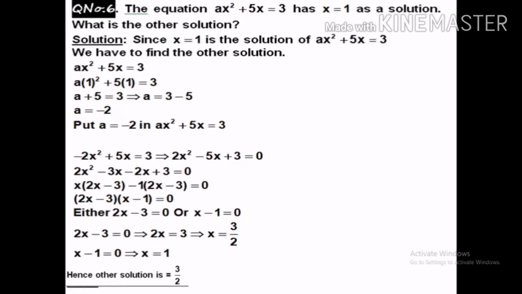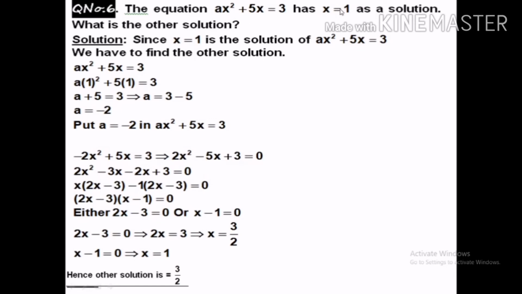Next, come to question number 6. In question 6, the given equation ax square plus 5x plus 3 is equal to 3 has x is equal to 1 as a solution. What is the other solution? That is, in the given quadratic equation, it is given that x is equal to 1 is a solution, meaning one solution of this equation is given.